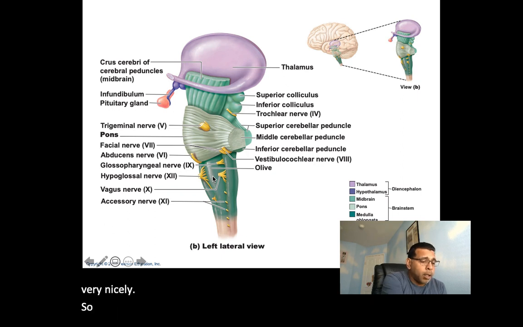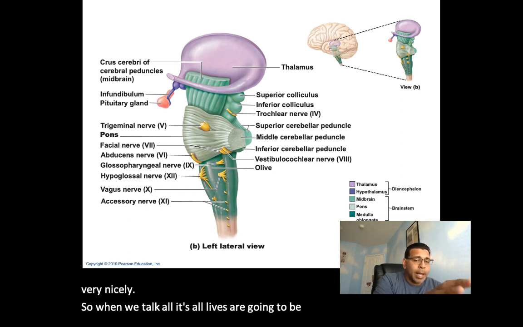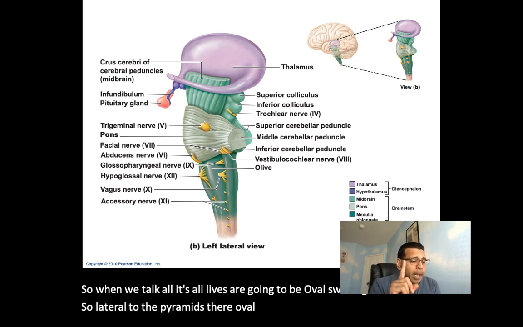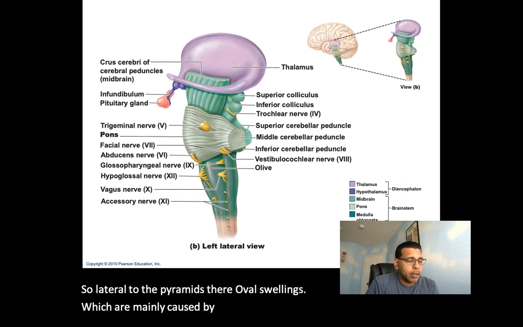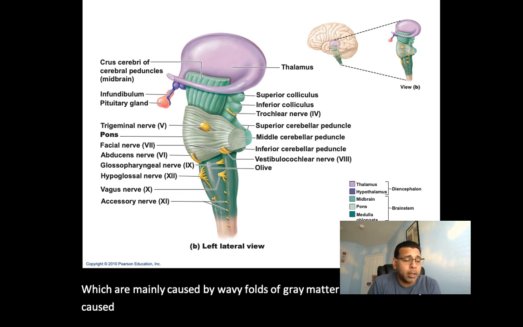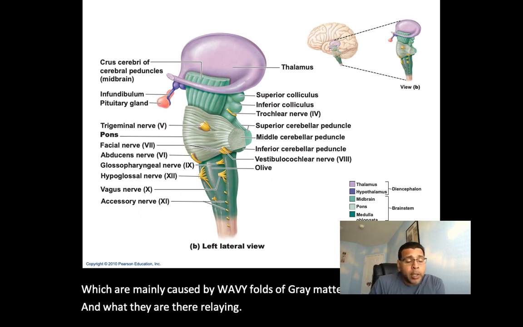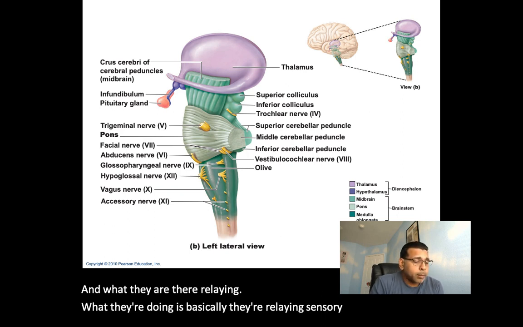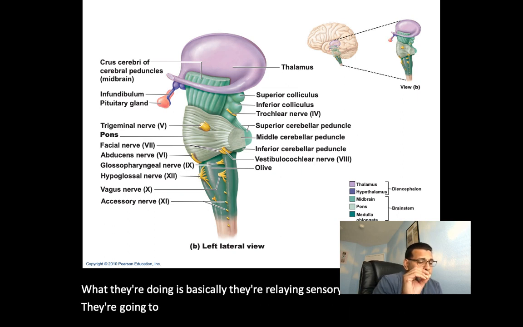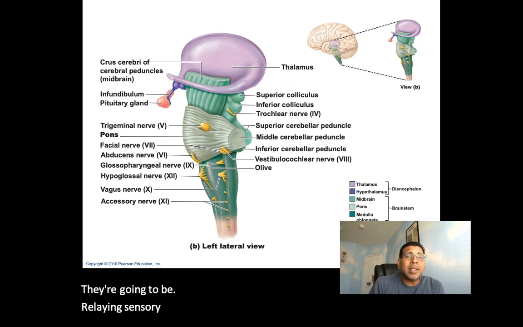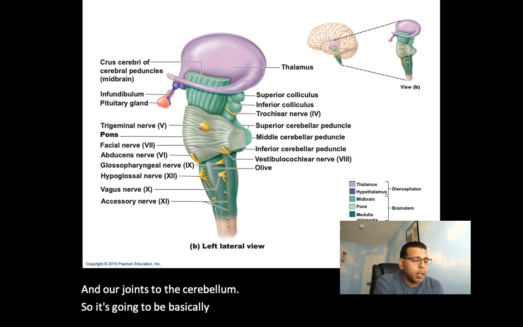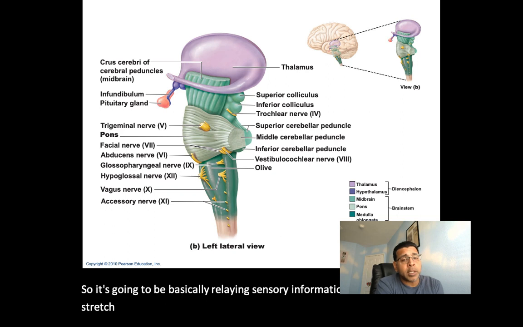Olives are oval swellings lateral to the pyramids, mainly caused by wavy folds of gray matter. What they're doing is relaying sensory information on the state of stretch of muscles and joints to the cerebellum.